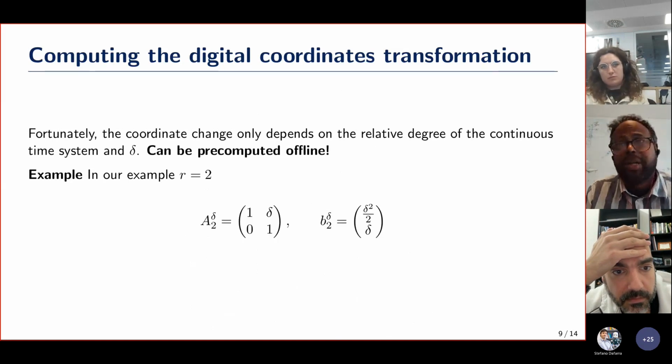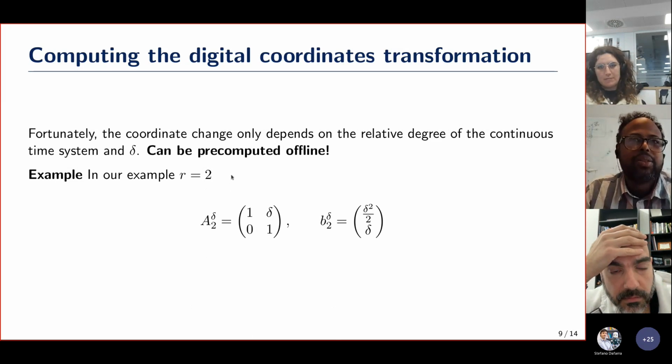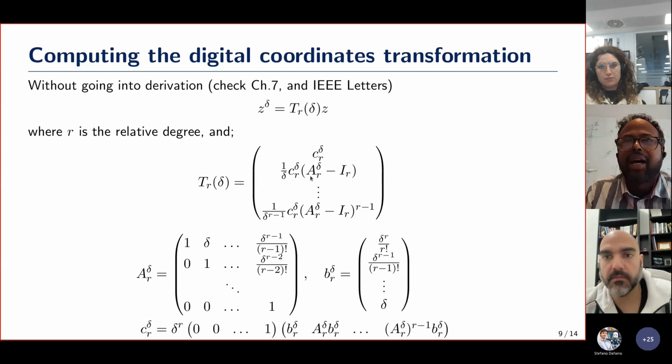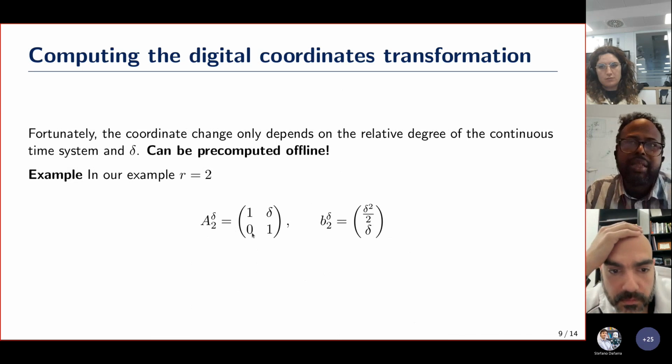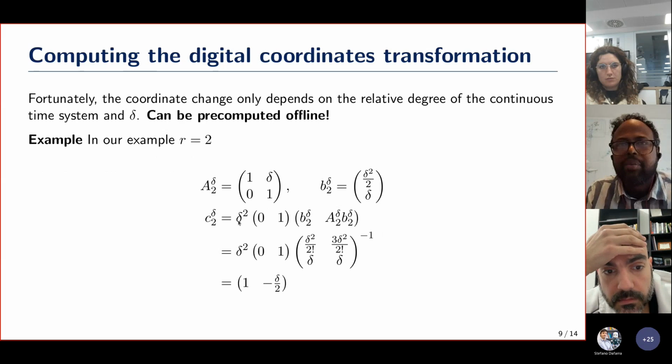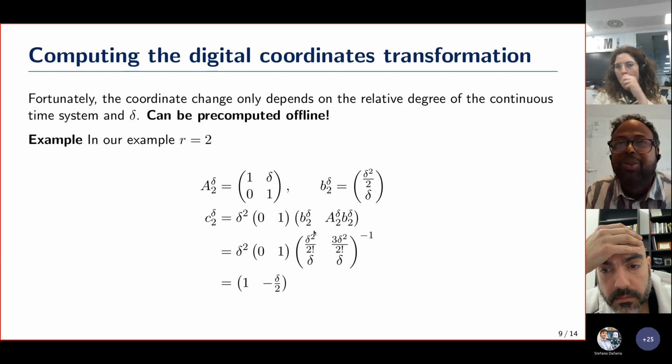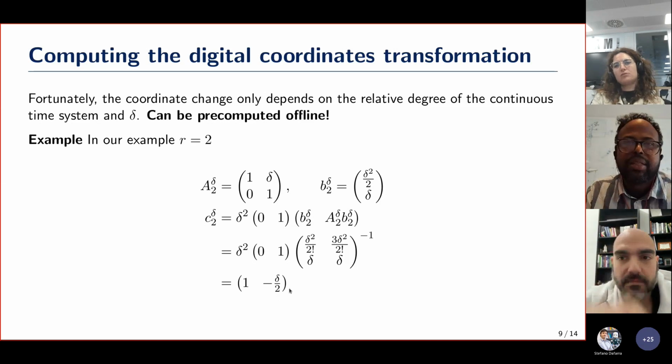Okay, let's look at our example earlier. Our example had the relative degree R equals 2. So the matrices A_R, C_R, and B_R take this form: 1, delta, 0, 1, and delta square over 2, delta. C_R, from the formula by evaluating delta square, 0, is the last row basically of something similar to the controllability matrix here, if you notice. Actually, there is an error here, just a correction. Then you get this C_2 matrix.